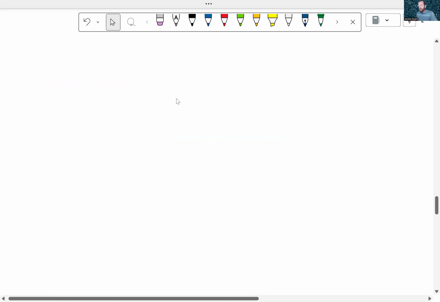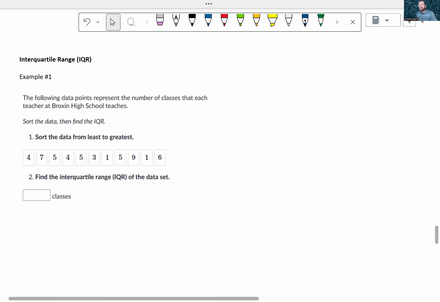Okay, next we're going to talk about interquartile range. The interquartile range measures how spread out the middle half of the data is. To find it, we subtract the first quartile from the third quartile. The first quartile is the first 25% of the data, and the third quartile is the next 75% of the data. We subtract 75% minus 25% to give us the middle half, or 50%, of our data.